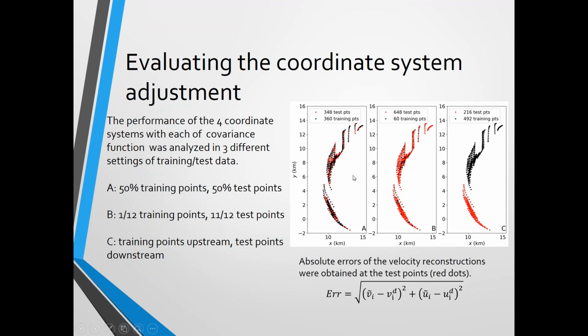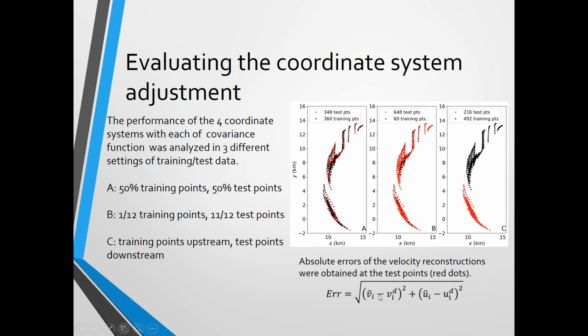In the first scenario, I have half of the observations for training and half for verification. In the second scenario, I have 1/12 for training and the rest for verifying. And the last one, I'm using the upstream observations for training and the downstream for verifying. So I want to check the ability of extrapolating the results. I just have observations here, and I want to see how they perform here.